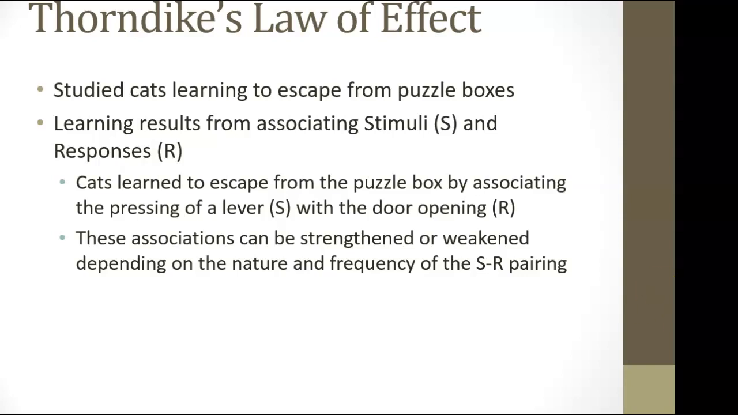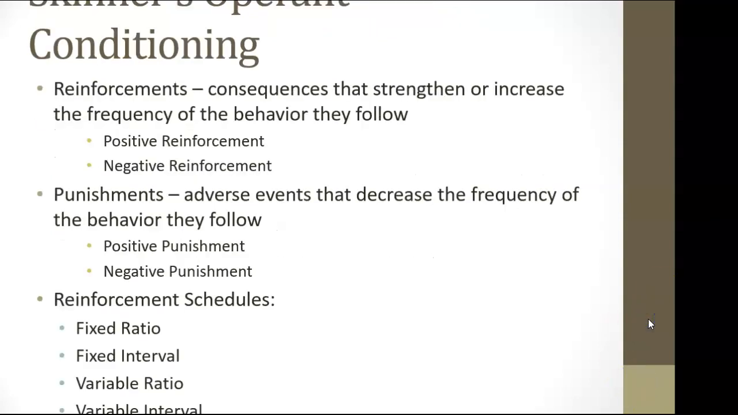All right, let's move on to Skinner's operant conditioning. We also use this in substance abuse treatment in a court-mandated program. So this is operant conditioning. This is reinforcing behavior and punishing behavior. And there are different types of reinforcement. There's positive and negative punishment. And then there are different ratio and interval schedules for reinforcement.